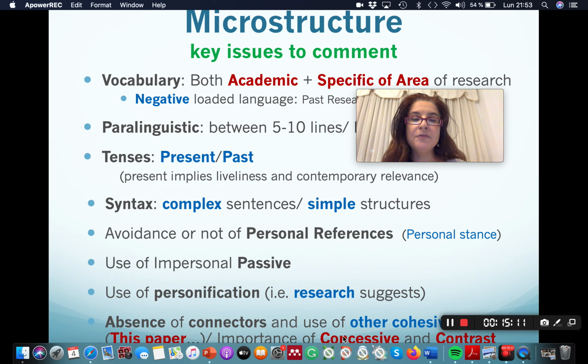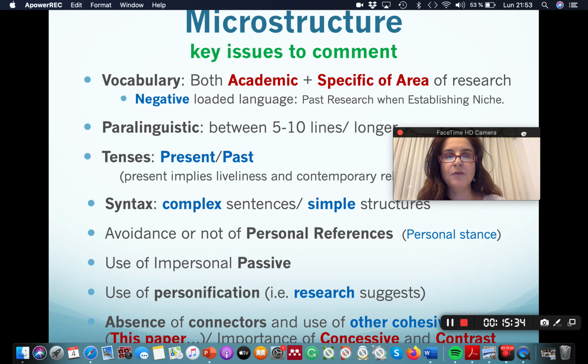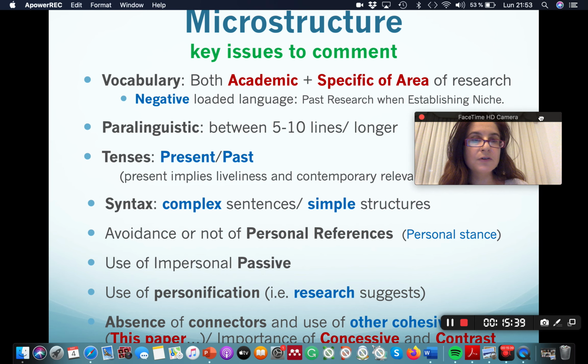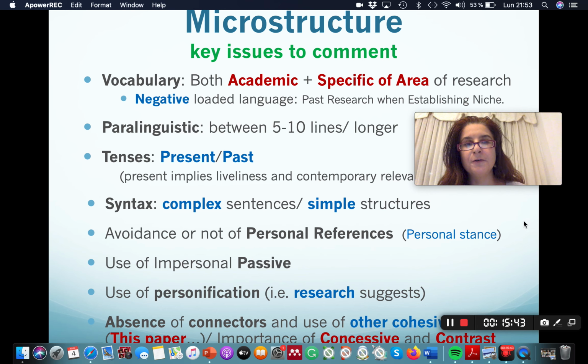What is very, very important is the use of connectors when we are using a contrast or a concessive structure, because we want to make a clear distinction between our research and maybe previous studies, for example, or when we are defining the gap, saying that this is completely different to what has been done. In that case, obviously we will need a concessive or a contrast connector. So as regards microstructure, that's more or less the thing. You can also use some metaphors or so, but remember that this is not a literary text, okay? A couple of things only.